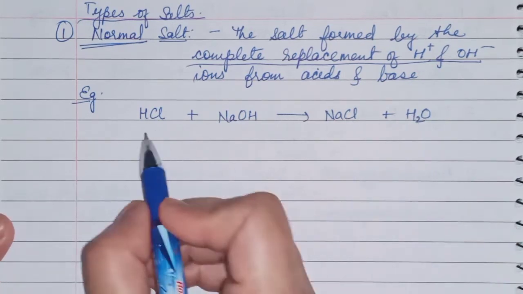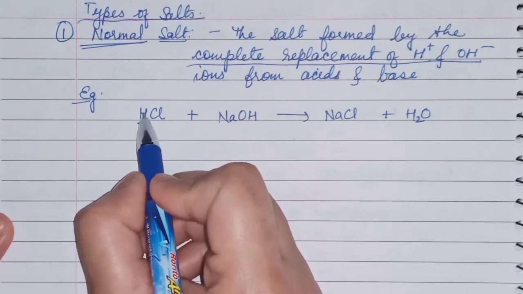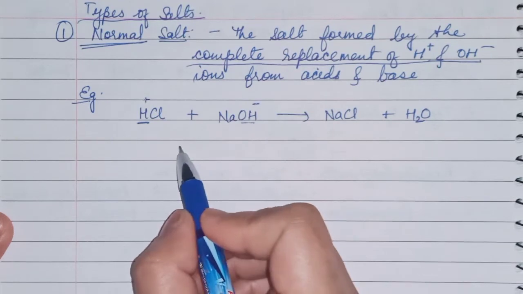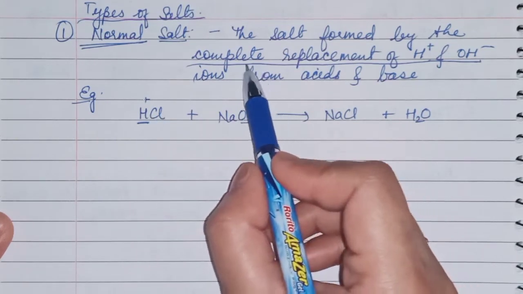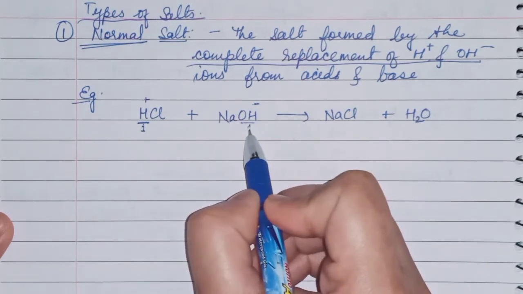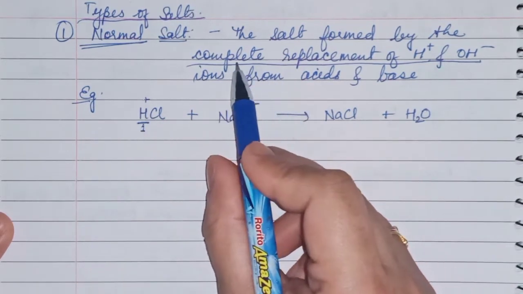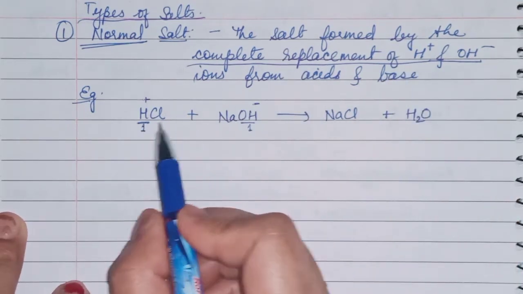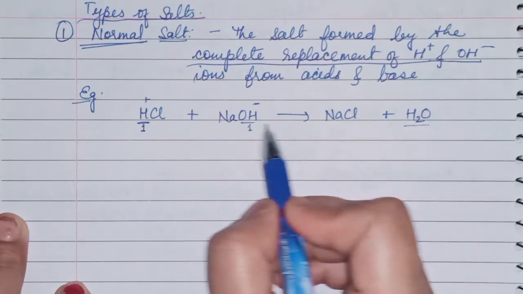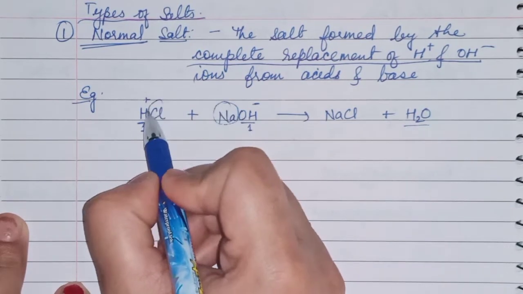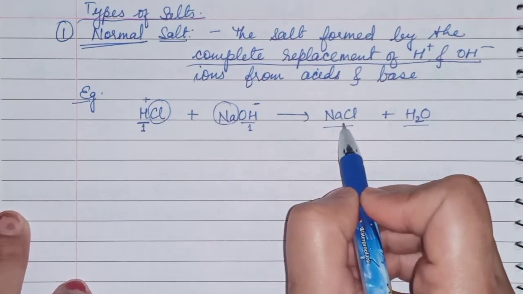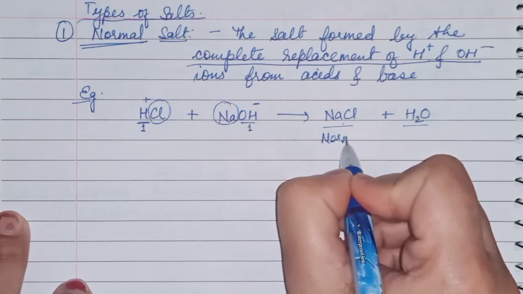You can see here in HCl one H plus ion is present, and in NaOH one OH minus ion is present, and there is complete replacement of H plus. Whatever number is present, one here and one here, they both will get replaced. So remove all the H plus and OH minus ions, then it will give water. Whatever is left, Na and Cl, will form the salt NaCl. So this type of salt is called normal salt.